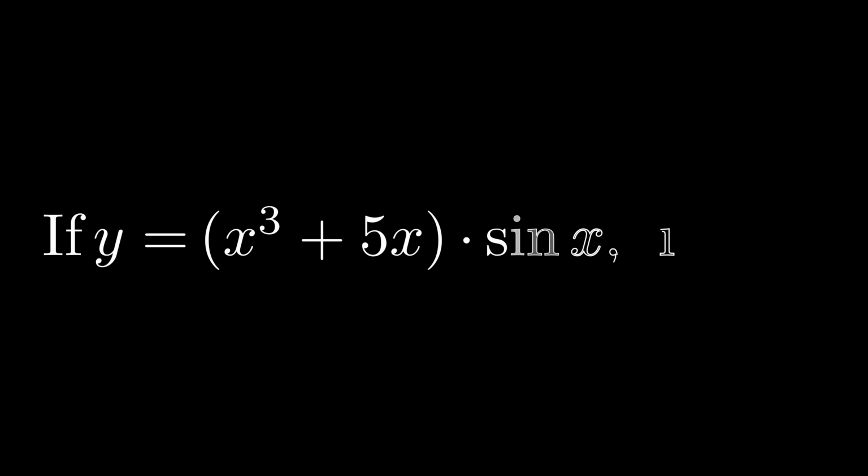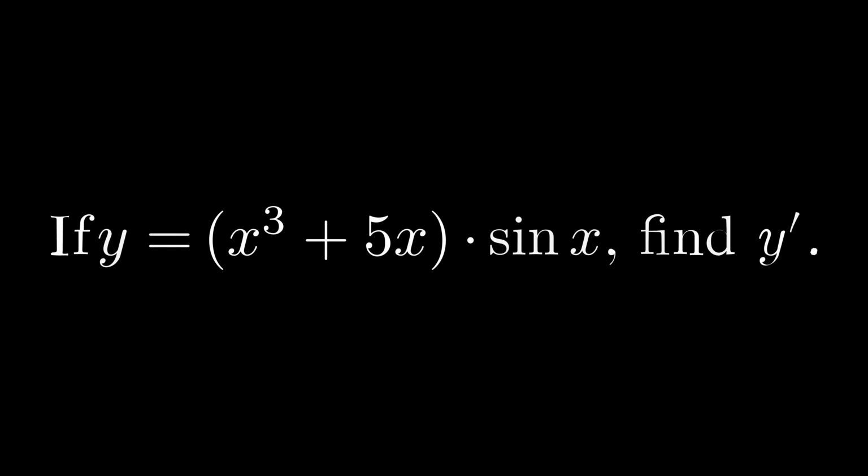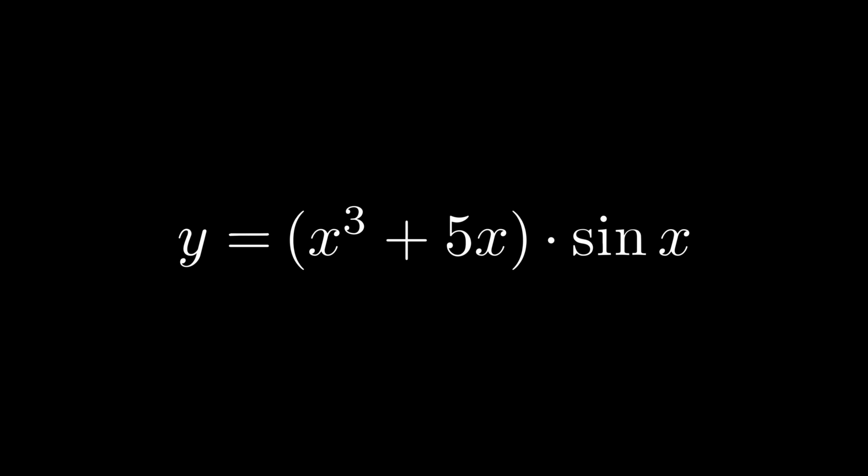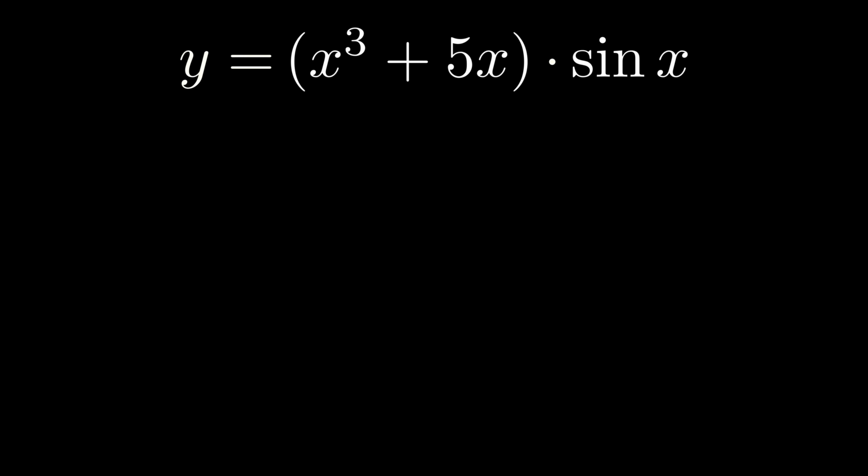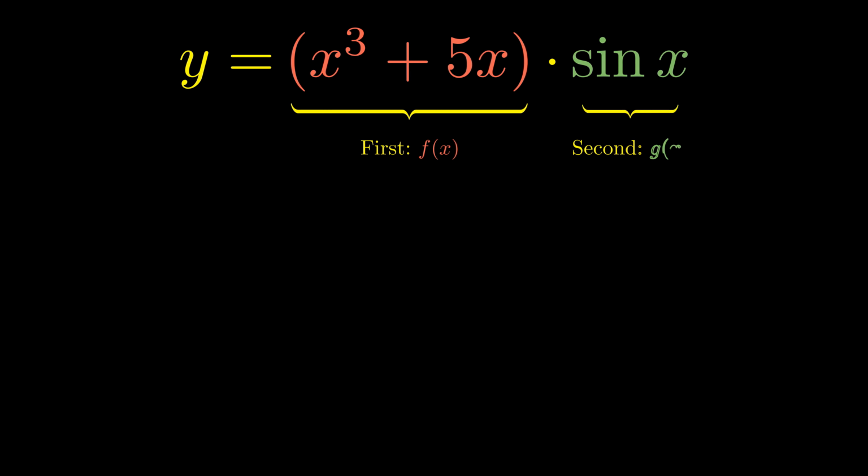So our first encounter with our friend the product rule will be x to the third plus 5x in parentheses times sine of x. Let's add some color and joy to this little party. For this parenthetical element, let's color it red and cleverly label it first, while let's color sine of x green and label it second.